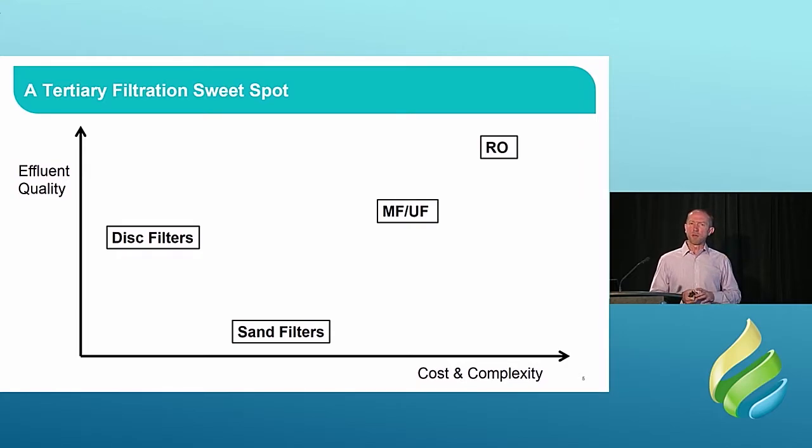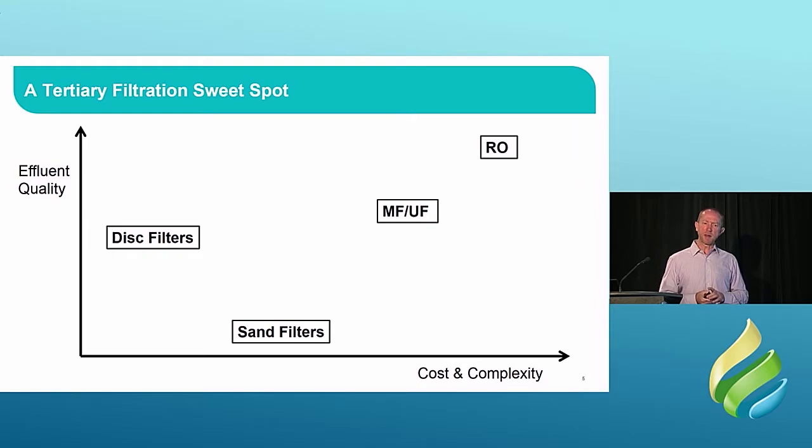Going up on the effluent quality scale, over to the left there you see disc filters. Disc filters will give you a better effluent quality than sand filters typically, and they're really nice and simple, and really compact as well. So in terms of the cost and complexity axis, I've put them more favorable than the sand filters.